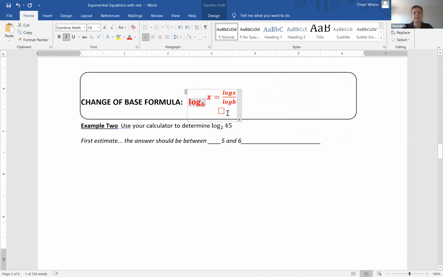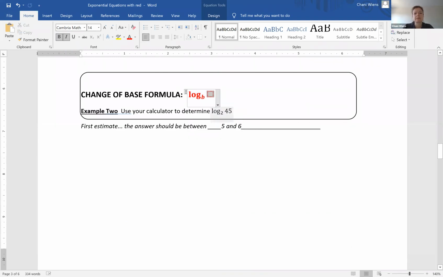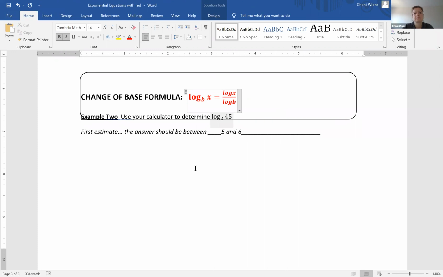So if you have log base b of x, I just realized this is written really poorly, so I'm going to redo it. If you have log base b of x, then you can find that by just doing log of x, not logs, log of x divided by log of b.